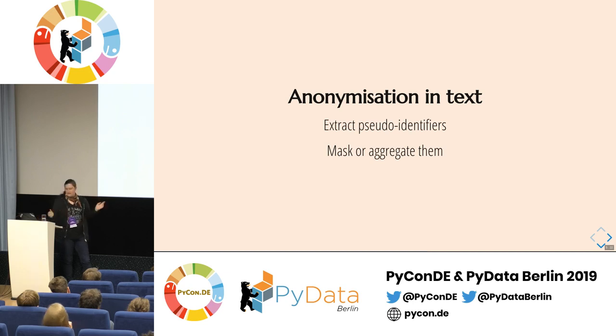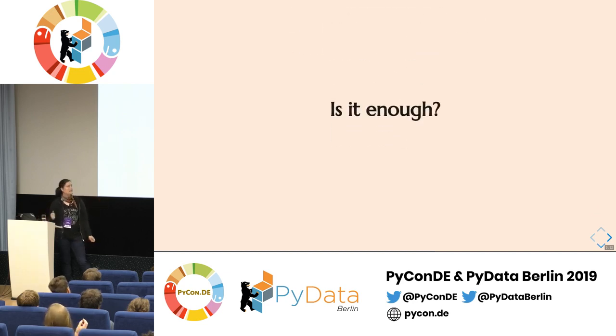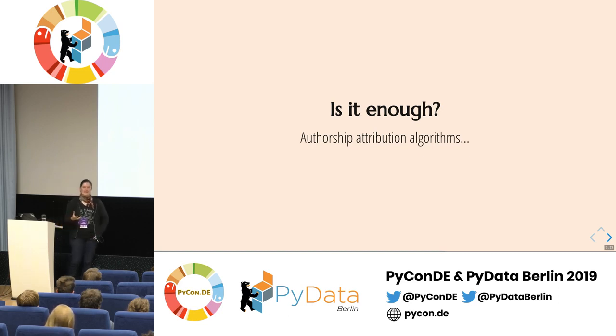Yeah, and then you mask or aggregate them. Well, is it enough? Well, there is this application in natural language processing called authorship attribution algorithms, which aims at discovering who wrote a certain piece of text. So as you see, it really depends on your application, but in some cases you might not be able to really remove all private information from your dataset without destroying the data entirely. So something to think about.